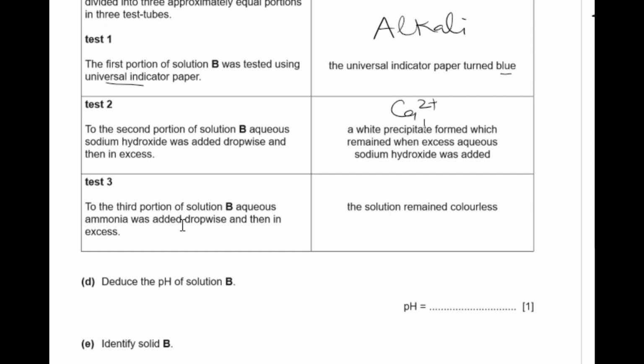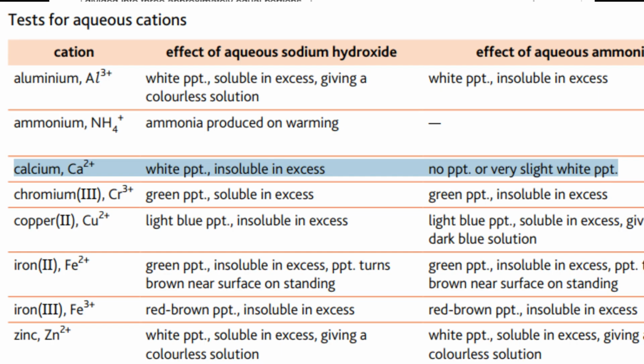To the third portion of the solution, aqueous ammonia was added dropwise and then excess. The solution remained colorless. It means that basically there is no reaction. If you look at the data sheet, you would find that no precipitates are formed if calcium ions are present. So basically, this test is confirming the presence of calcium 2 positive ions.